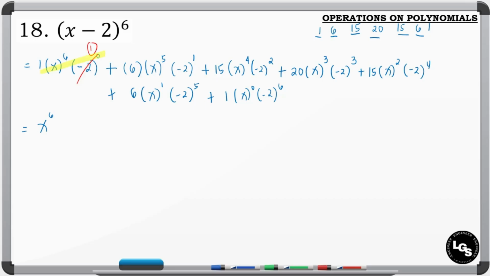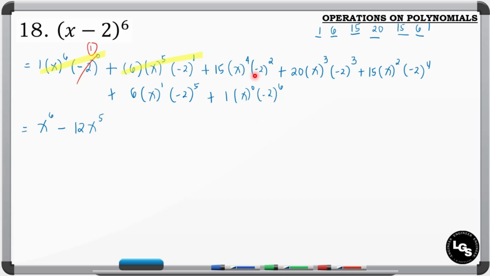Next, the second one. Take note of the signs. This is positive 6, positive x. Then we have negative 2 raised to 1. Remember, any negative number raised to an odd exponent will be negative. So we will write here the negative sign. We have 2 times 6, so that is 12. Then our variable is x, which is raised to 5, so that is x raised to 5. So we're done with this one.